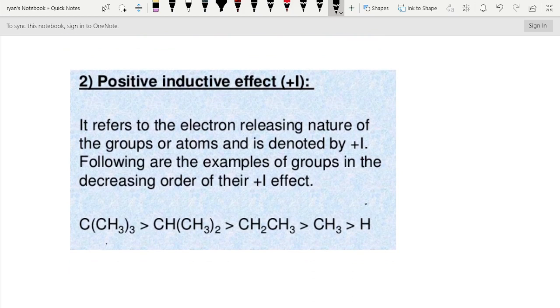Here the positive inductive effect refers to the electron releasing nature of the group or atom, and that is denoted by the positive sign. Here the first is a tertiary, the second is a secondary, the third one is primary, and this is the methyl group. A tertiary carbon atom is a carbon atom that is bonded to 3 other carbon atoms. The valency of carbon is 4.